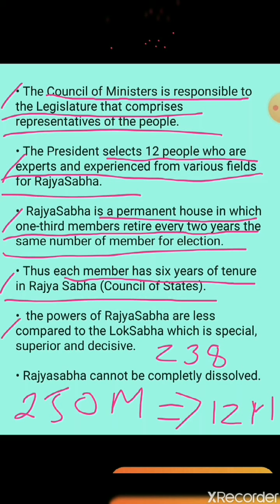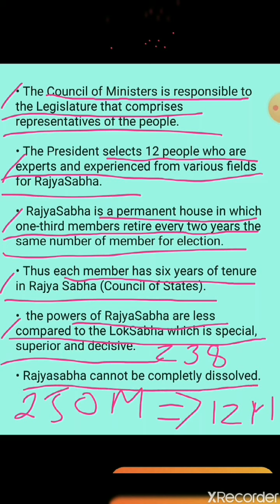Next, the powers of Rajya Sabha are less compared to the Lok Sabha, which is superior and decisive. If you see, Rajya Sabha has very little power compared to the Lok Sabha, as Lok Sabha has more members. Rajya Sabha cannot be completely dissolved. Rajya Sabha has never been completely dissolved, but Lok Sabha is completely dissolved after 5 years.